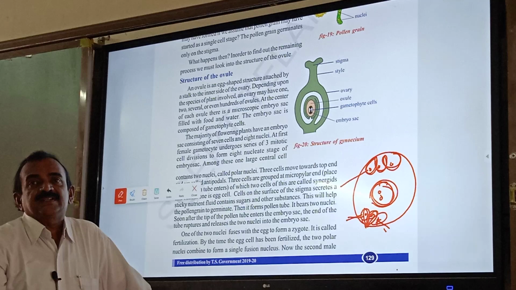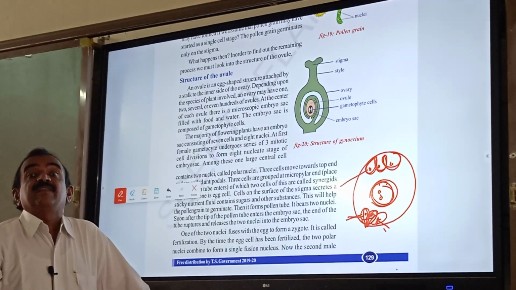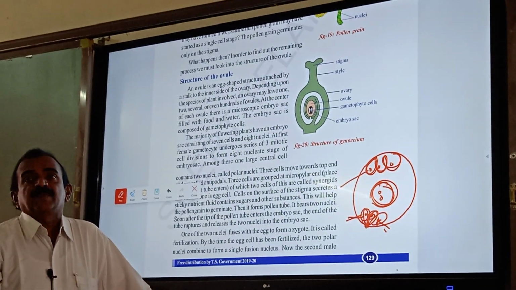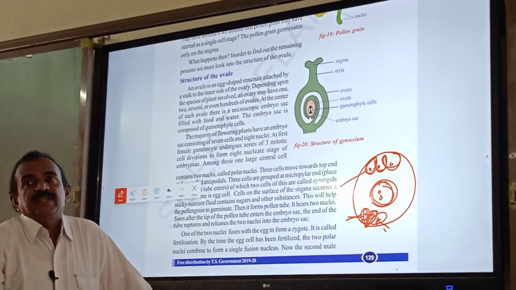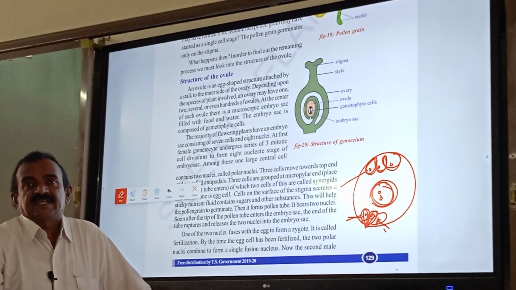So like that, how many cells are present? 7 cells are present with 8 nuclei. That is a brief description about the embryo sac. Thank you.